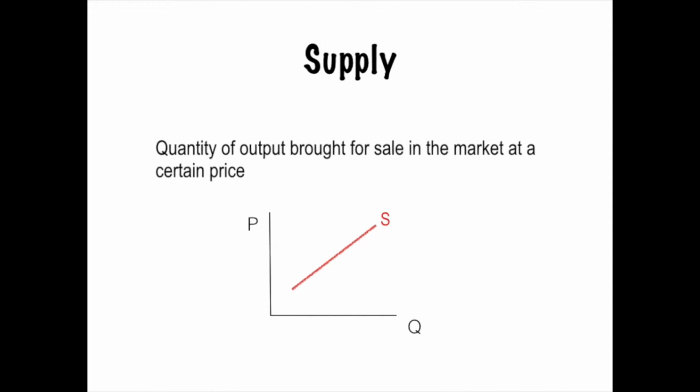Now, let's look at the definition of supply. Supply is the quantity of output brought for sale in the market at a certain price. It is drawn as a slope rising upward from left to right since product price and quantity supplied are directly related.